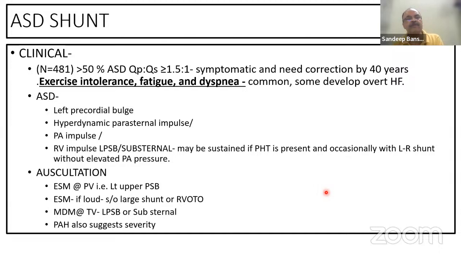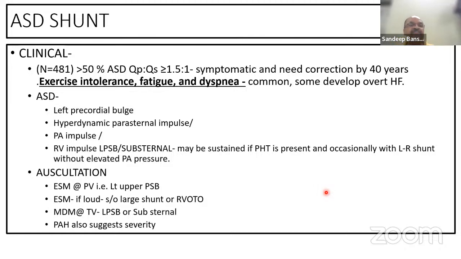In a study of almost 480 patients, it was noted that in those patients wherein the QP:QS was more than 1.5:1, more than 50% of the patients were symptomatic. And the most common symptoms associated with large ASDs include exercise intolerance, fatigue, and breathlessness, and it is a rare patient who would develop overt heart failure symptoms.